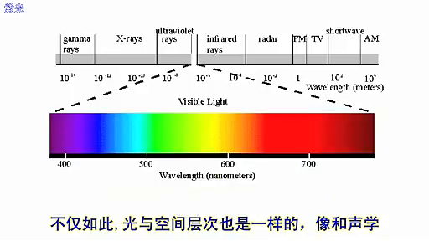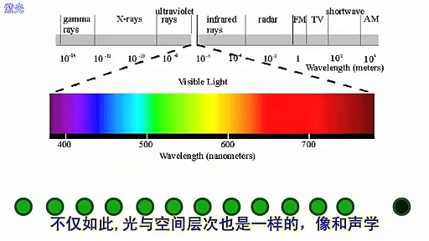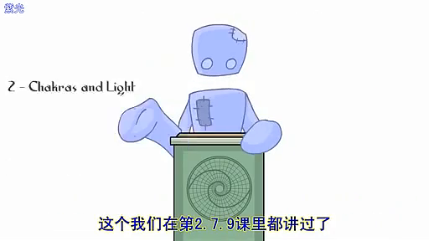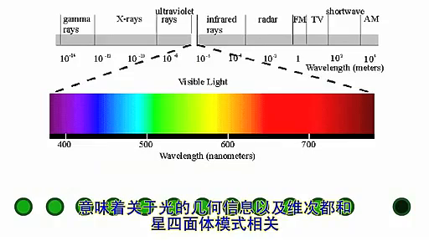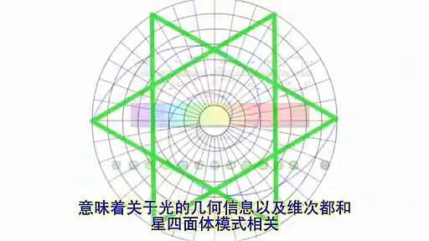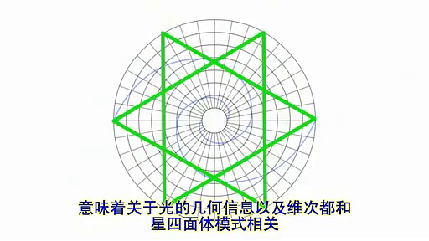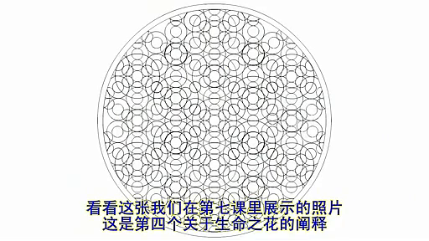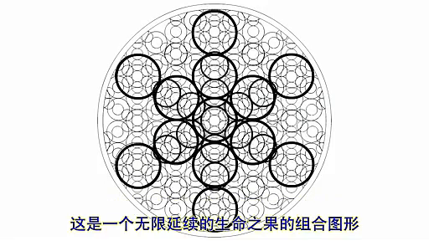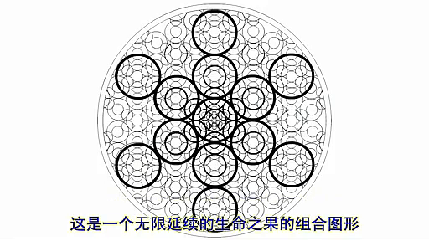Not only that, but light and the dimensional levels work in the same way as harmonics, which we've already discussed in Lesson 2, 7, and 9. Meaning that the geometric information about light and dimensions are also related to this star tetrahedron pattern. So just briefly looking at this image that we looked at in Lesson 7, this is the fourth unraveling of the flower of life. It is an infinite spectrum of never-ending fruits of life within more fruits of life.